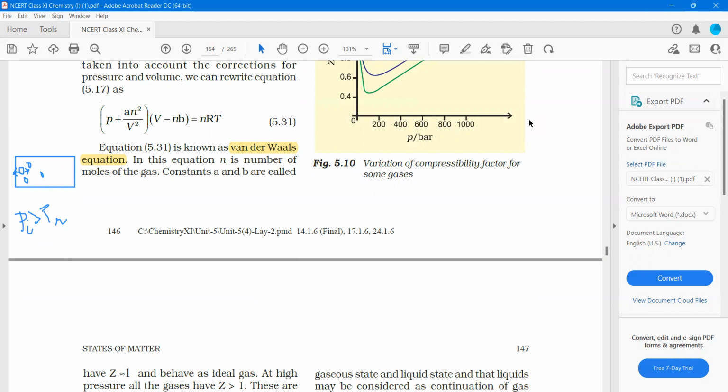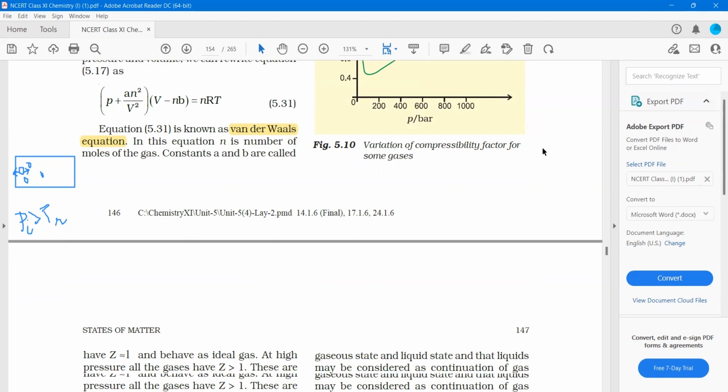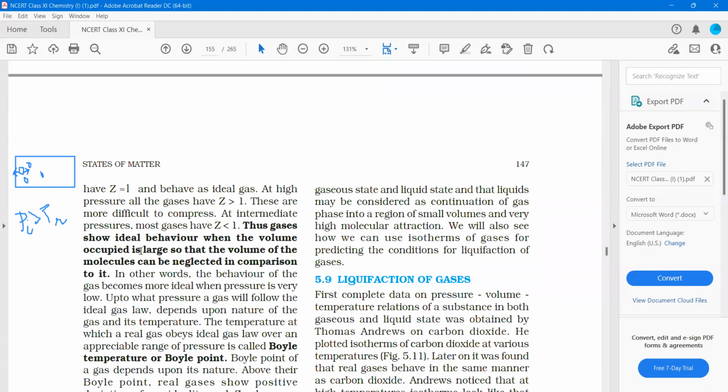When you're increasing the pressure, you're actually making the gas molecules come closer, and the attractive forces are increasing. Thus, gases show ideal behavior when the volume occupied is larger, so that the volume of the molecules can be neglected in comparison to it. In other words, the behavior of the gas becomes more ideal when the pressure is very low. Then all the gas molecules are scattered apart and there are no intermolecular forces, and all real gases will behave ideally, right? So at low pressure that happens.